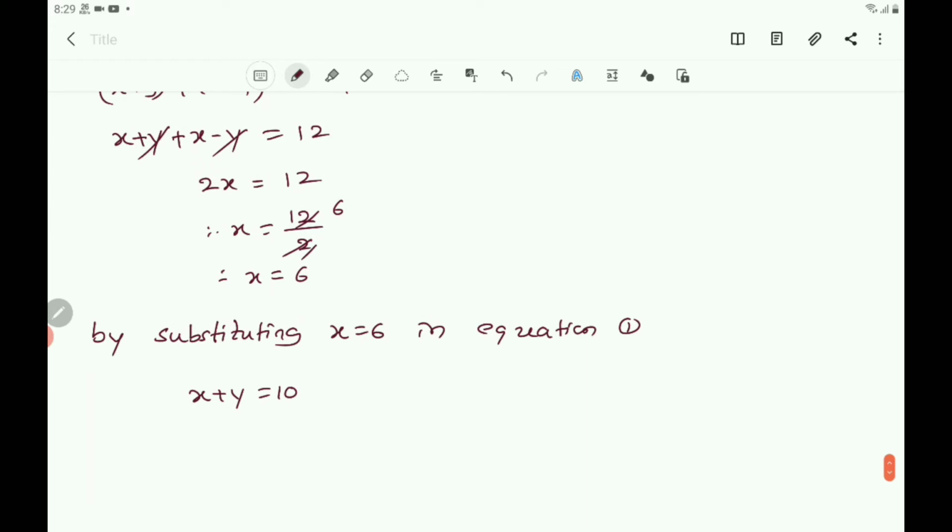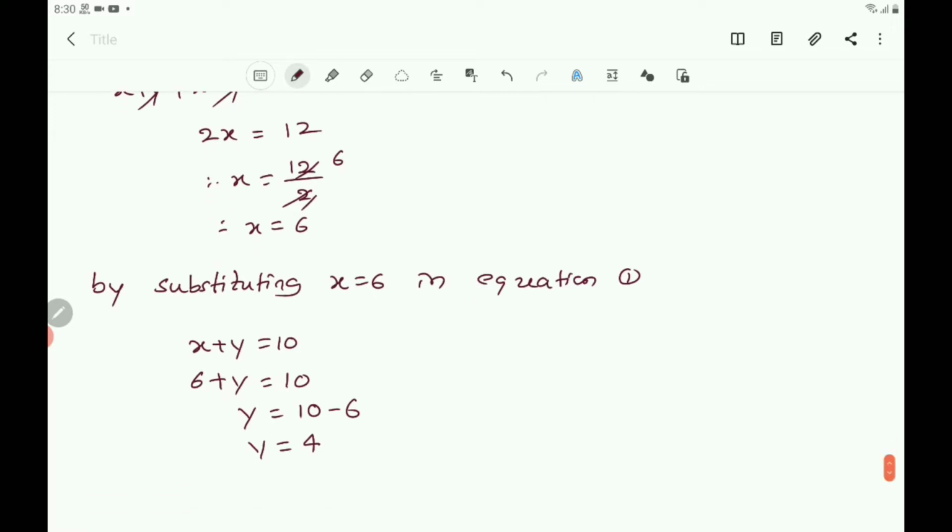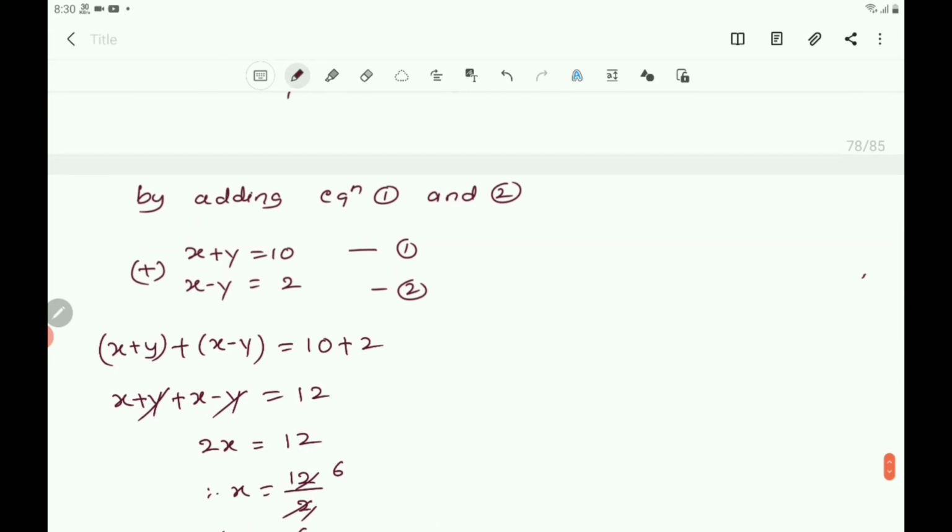So you put the value of x, that is 6. 6 plus y is equals to 10. So y is equals to 10 minus 6. So you got y is equals to 10 minus 6 is 4. y is equals to 4. Now here you got the value of x and y.